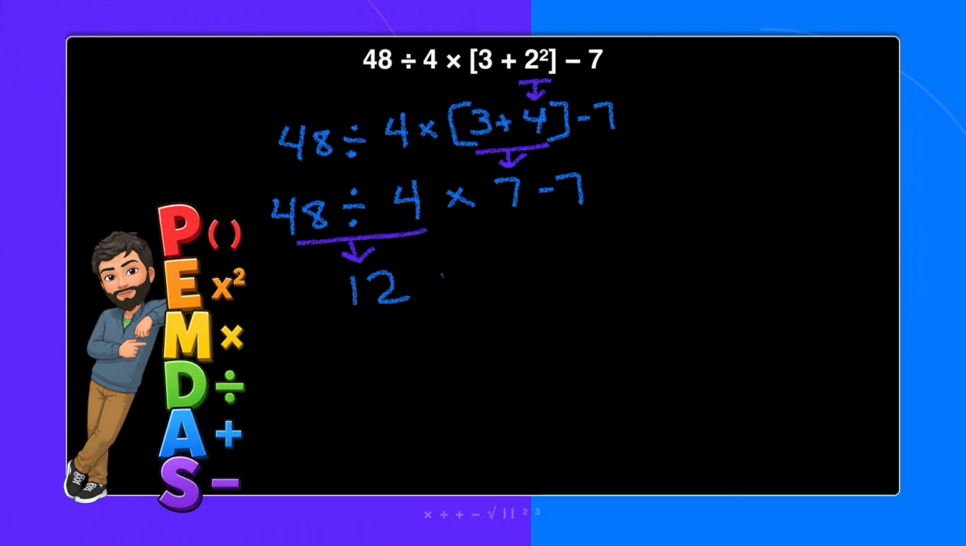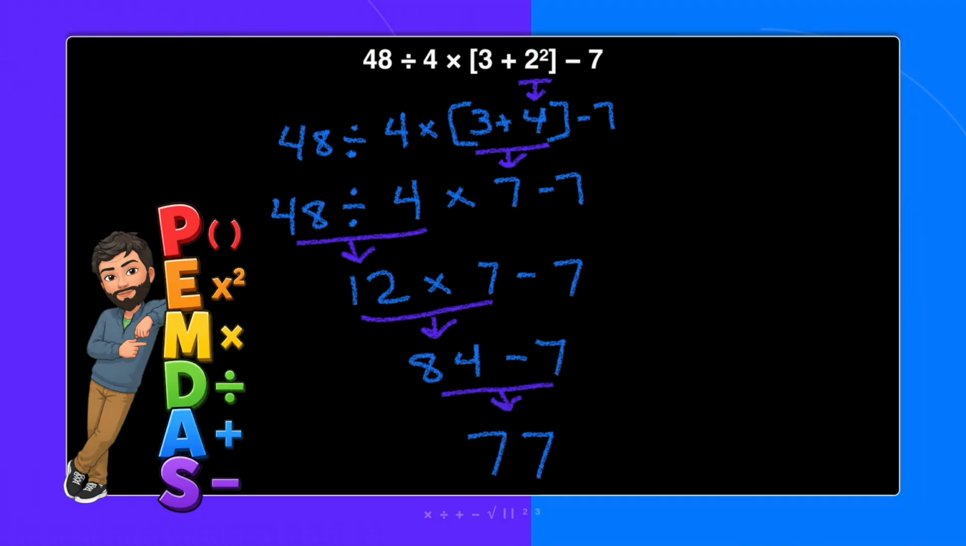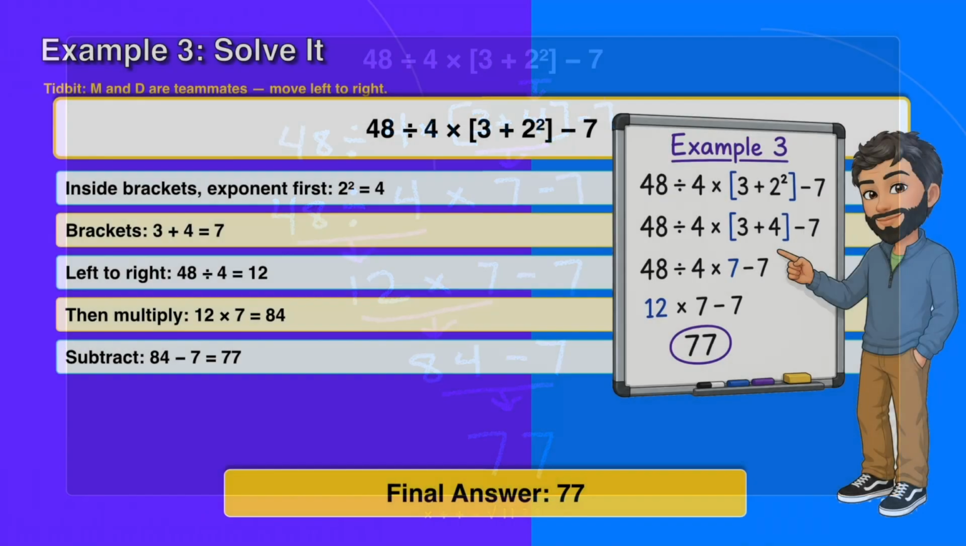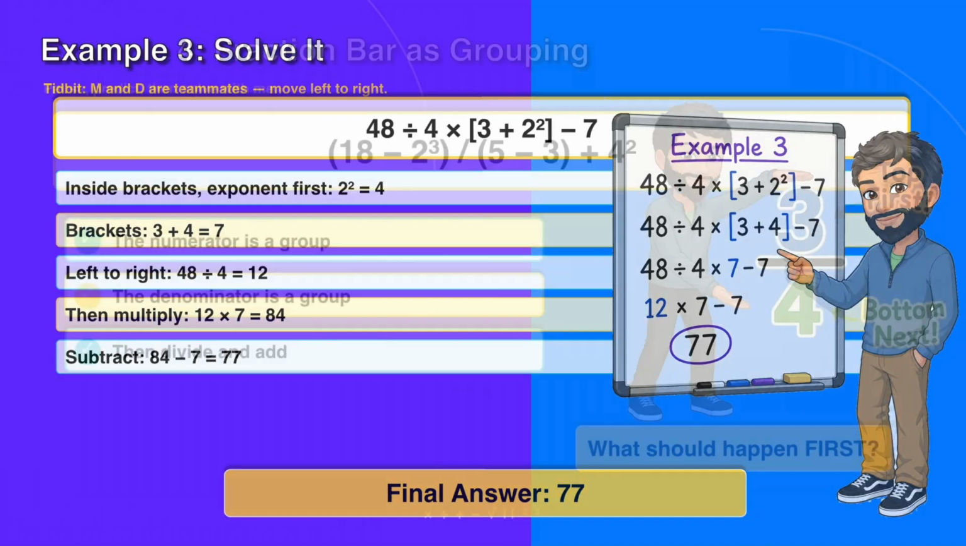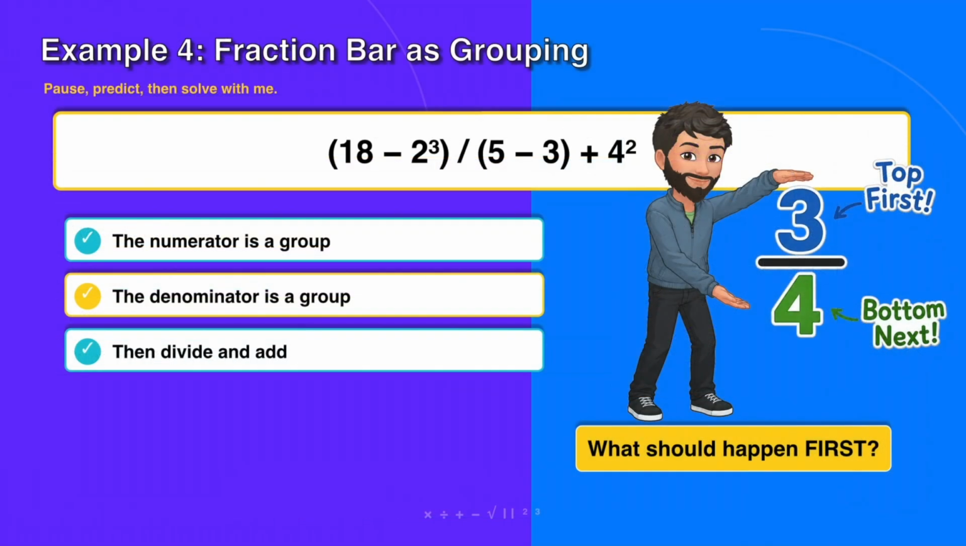48 divided by 4 is 12. Bring down the times 7, the minus 7. 12 times 7 gets us 84. 84 minus 7 is 77, and we're done. Here's a quick recap of example number 3. 48 divided by 4 times, in brackets, 3 plus 2 squared, minus 7. We did inside the brackets first, then we did left to right, we multiplied, and then we subtracted for our final answer of 77.